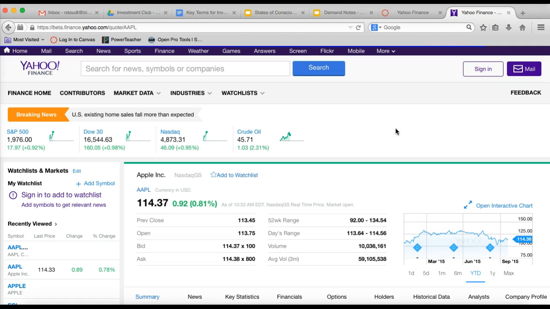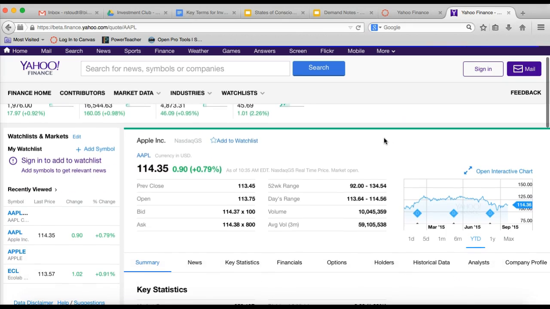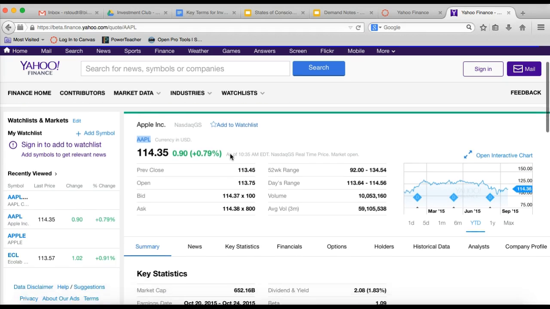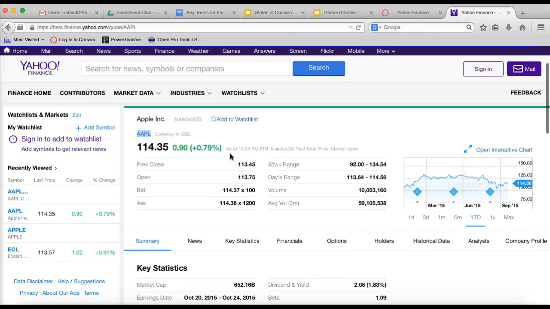And when you are pulling up Apple in the future, this is the ticker symbol that you would want to know. AAPL is Apple's ticker symbol. And when you are going to put into the stock market game website that you want to buy Apple, for example, you would put in AAPL.